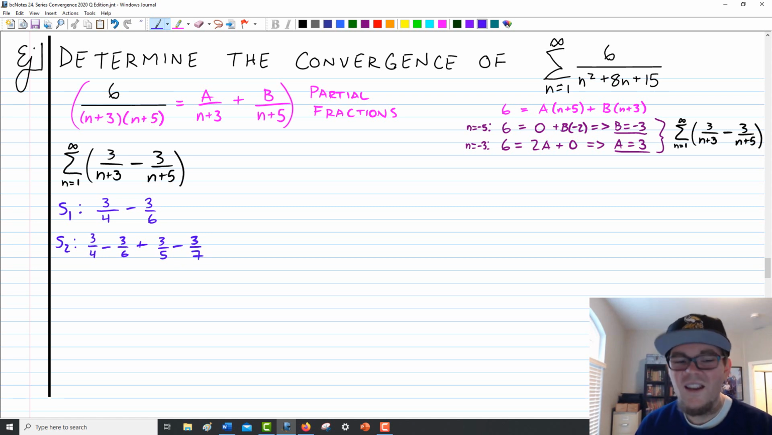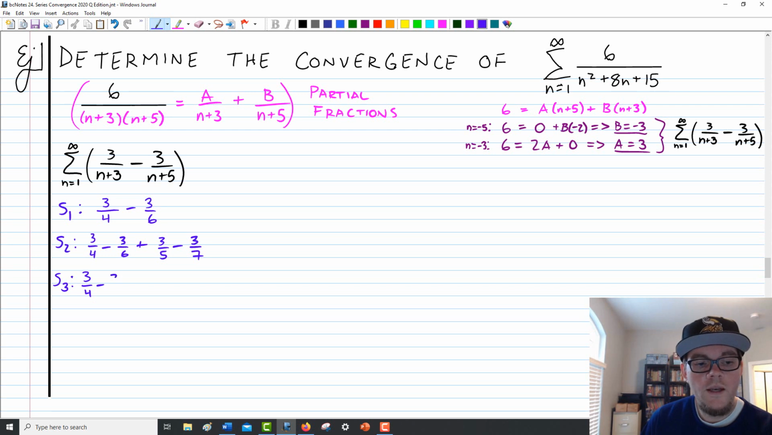So notice, sad panda, nothing's canceled itself out. Nothing's canceled yet. So too bad for us. Let's try s sub 3 though. So we have 3/4 minus 3/6 plus 3/5 minus 3/7. When we plug in n equals 3, we get 3 over 3 plus 3, which is 3/6. Aha!